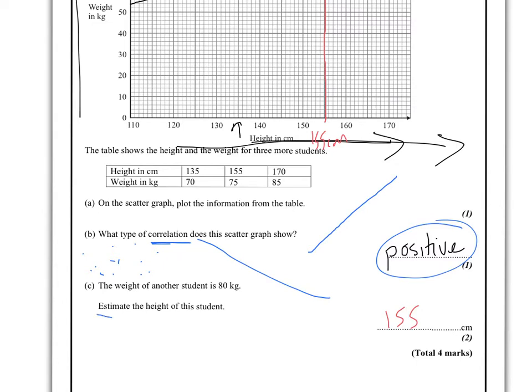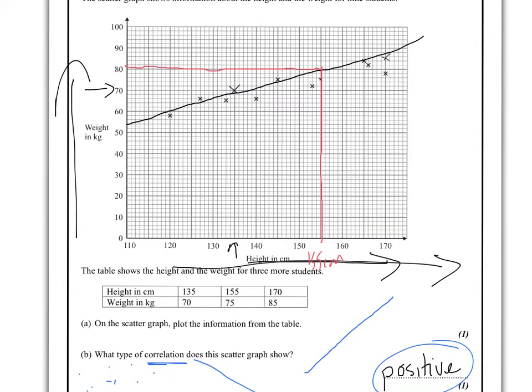And then on the estimating question, remember, we must draw that line of best fit. So it's extremely important to make sure that we draw this line of best fit. Once we've done that, we can then estimate whatever it is that we need to obtain from the graph by drawing a line from the value given to the line of best fit and then going down.